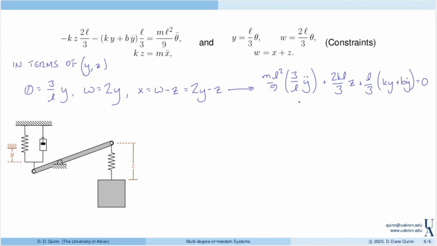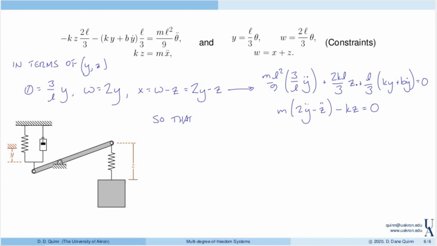And the second equation becomes m times x double dot, so that's 2y double dot minus z double dot minus k times z equals 0. So I just kind of brought everything to one side. And I can simplify this a little bit.